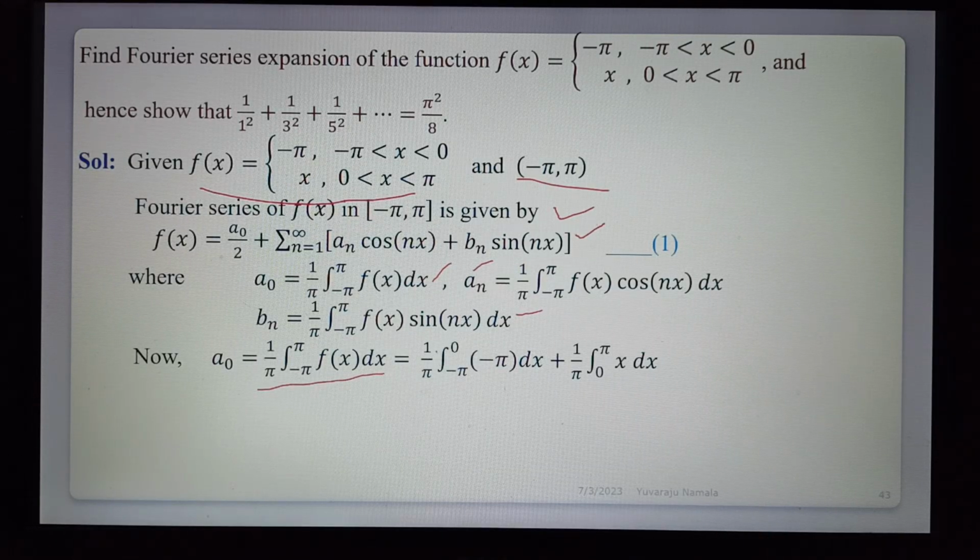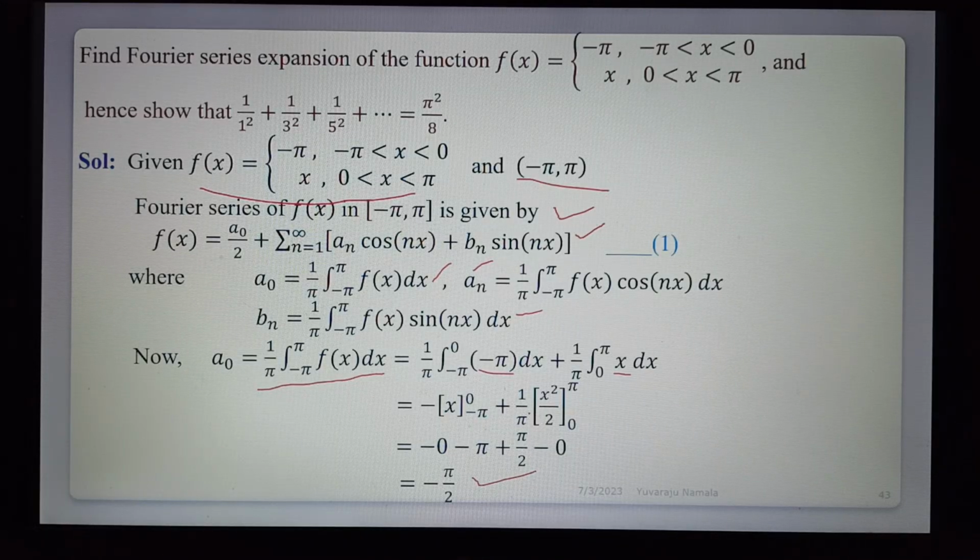This is the a naught value: 1 by 5 into integration minus 5 to 0 of f of x equal to minus 5 into dx, plus 1 by 5 into integration 0 to π of f of x equal to x. That is minus π cancel, integration of 1 is x from minus 5 to 0, plus 1 by 5 into integration of x square by 2 with limits 0 to π. So that is equal to minus 0 minus 5 plus 5 by 2 minus 0, which equals minus 5 by 2. a naught is equal to minus 5 by 2. This is the a naught value.